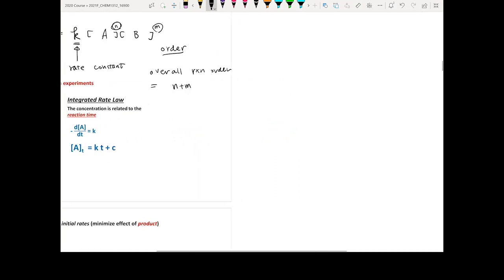Let me give you a quick example. If today I know there's a reaction whose differential rate law is rate equals k times A to the first power, B to the second power, then the overall reaction order is going to equal 1 plus 2 equals 3. But the order of your A is going to equal 1, and the order for your B is going to equal 2.